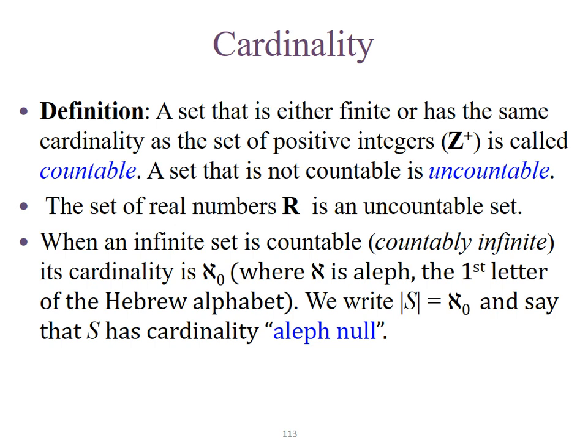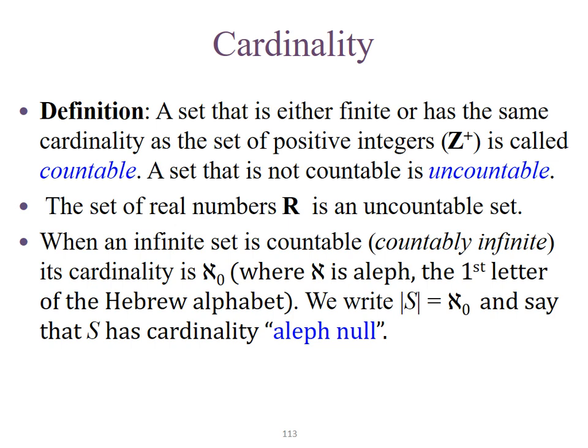For example, we have the set of real numbers, which is an uncountable set, because we will see the proof why we cannot count real numbers: first one, second one, next one. All these real numbers. We will see the proof later.